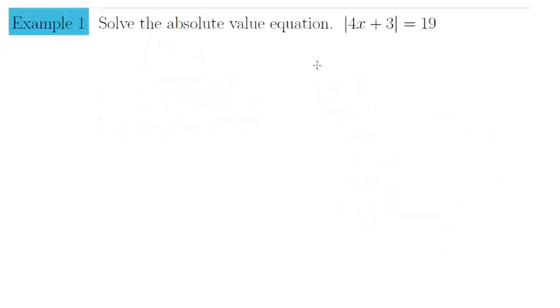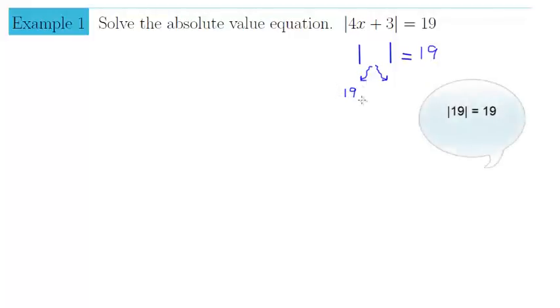Example number 1. Solve the absolute value equation, the absolute value of the quantity 4x plus 3 equals 19. Let's take a closer look at this problem. We have an absolute value of something, in this case 4x plus 3, and it's equal to the number 19. Now let's refer back to our previous discussions. There are actually two numbers that we can put into this absolute value sign that will give us an absolute value equivalent to 19. That first number is 19, right?